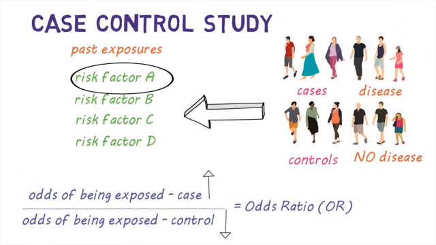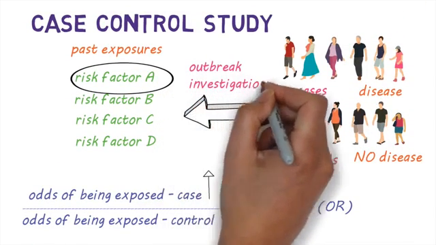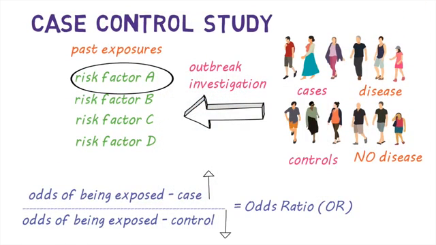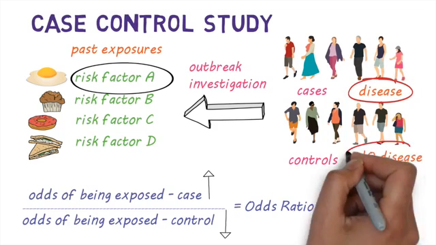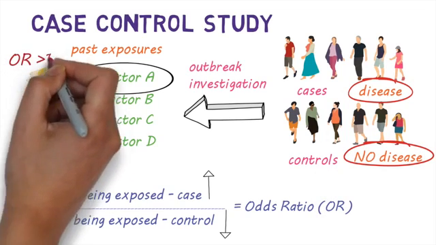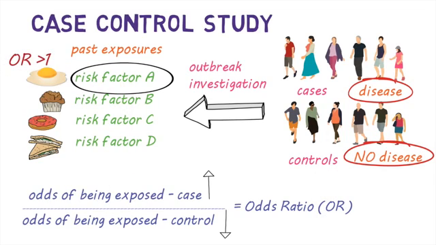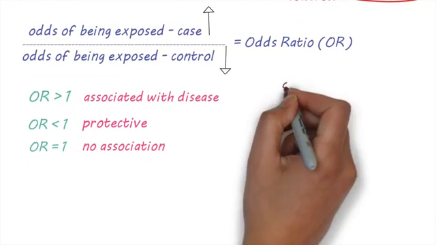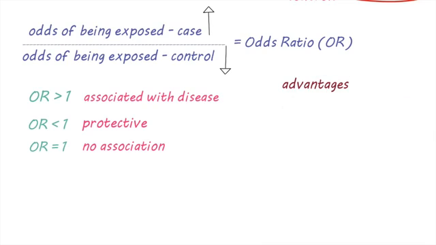Case control studies are commonly used in food-borne outbreak investigations. For example, we can compare the odds of eating different kinds of food between people who fell ill after consuming a meal and those who didn't. If the odds ratio is greater than 1 for a particular type of food, then it's possibly the cause of the illness. A major advantage of a case control study is that they're often quick and cheap to do.